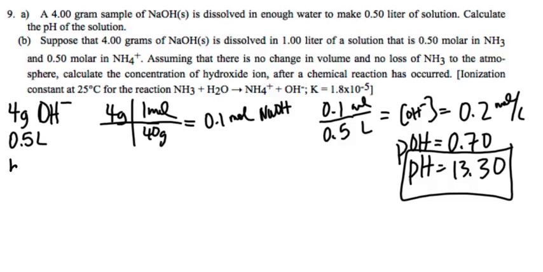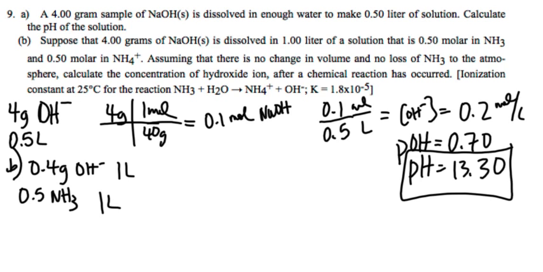Part B. Now what? Suppose 4 grams of NaOH is dissolved in 1 liter of a solution. So it's a liter of stuff, but what is in that liter? 0.5 molar NH3 and 0.5 molar NH4+. Assuming no change in volume and no loss of NH3 to the atmosphere, calculate the concentration of the hydroxide ion after a chemical reaction has occurred. So ridiculous. Like you needed any of that information.